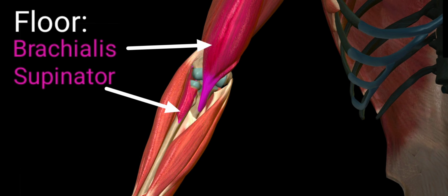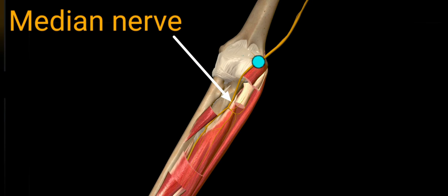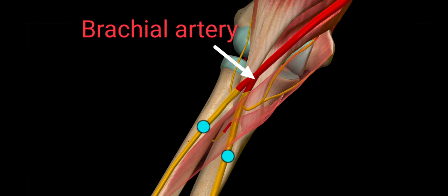The contents of the cubital fossa are, first, the median nerve. The median nerve in cubital fossa gives many branches to the muscles like flexor carpi radialis, flexor digitorum superficialis and palmaris longus. And then after, it passes between the two heads of the pronator teres and leaves the fossa. Hence, in the dissection, when you find a nerve between the superficial and deep head of the pronator teres, that is the median nerve.